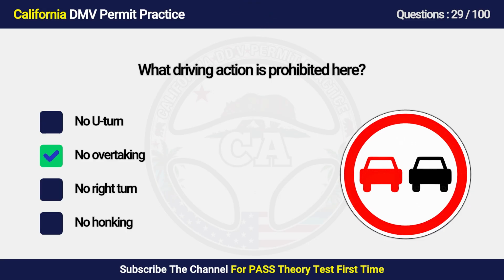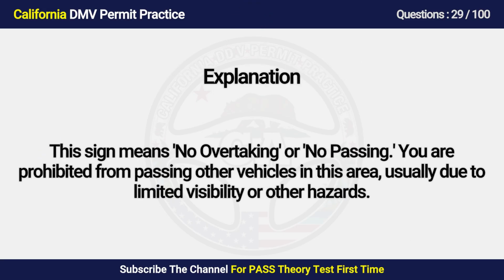Answer is B. No overtaking. This sign means no overtaking or no passing. You are prohibited from passing other vehicles in this area, usually due to limited visibility or other hazards.